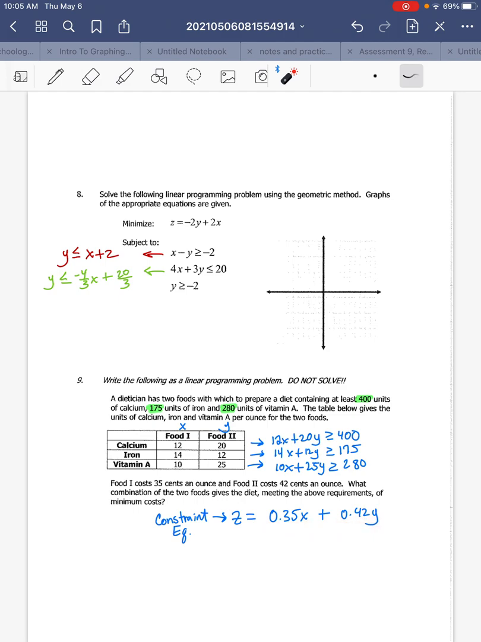This is my constraint equation. So I want this to be the least that it can be. And notice it says do not solve. I did start solving this, and it was really gross. But anyway, then you've got your equations. They tell you that 400 units of calcium, so you have 12x plus 20y has to be at least 400, and then you have the other supplement, the vitamins as well, or food parts as well.